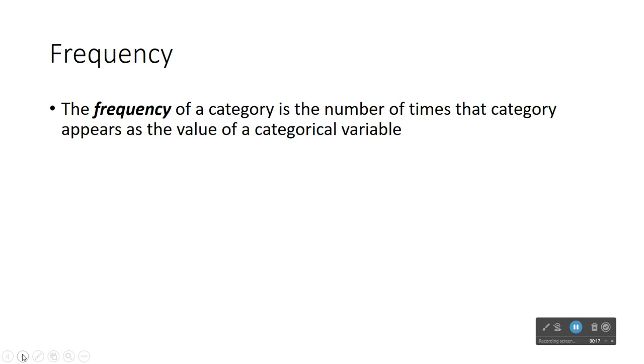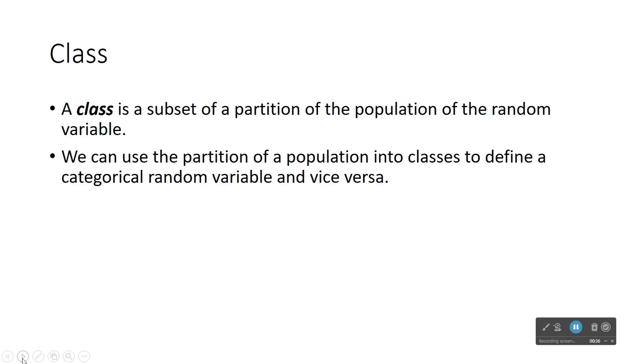The frequency of a category is the number of times that category appears as the value of a categorical variable. Okay, so this is rather abstract. We're going to unpack this very soon. A little more vocabulary first.